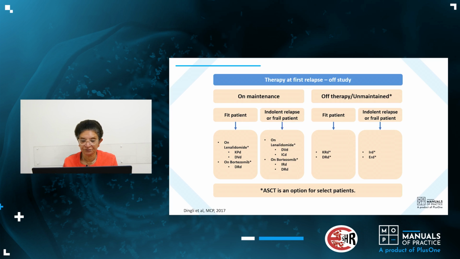Revlimid DEXA. How about stem cell transplant? Stem cell transplant in relapse is still an option for a selected number of patients, especially if they respond well.